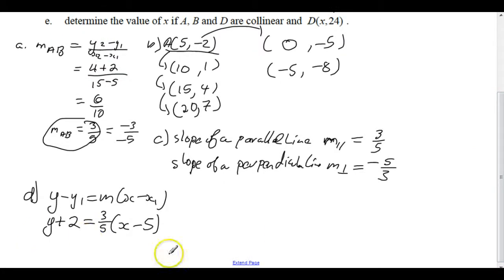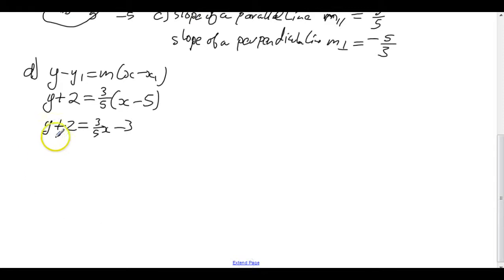So we need to expand this out. So y plus 2 is equal to 3/5 x minus 3. 3/5 times 5 is 3. Move the 2 over, so we're actually going to end up in slope-intercept form first. So 3/5 x minus 5.